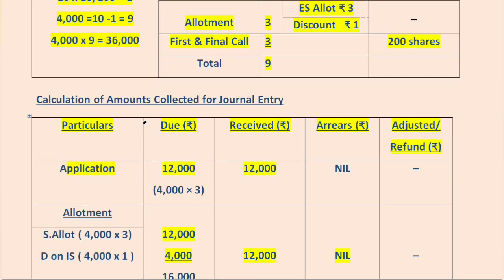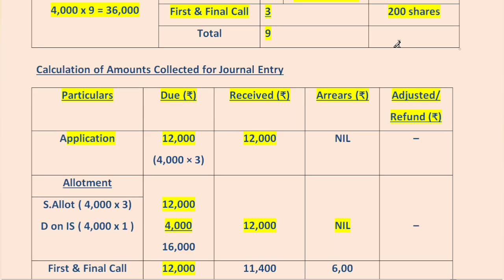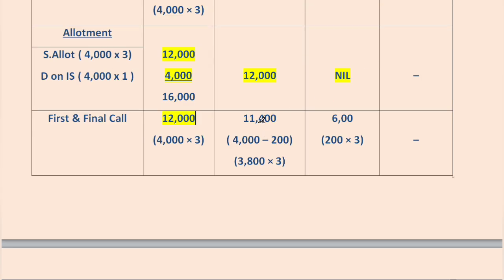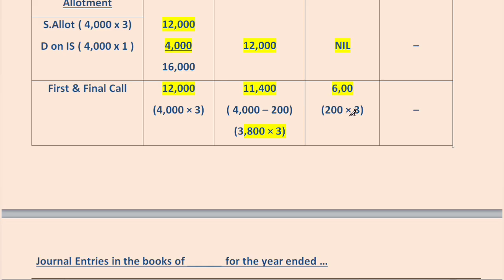Next, first and final call: 4,000 into 3 rupees, that is 12,000. While receiving, how much arrears? 200 is the arrear. So 4,000 minus 200 is 3,800 into 3, that is 11,400. Remaining is 200 arrears. 200 into 3 rupees, so 600 rupees is the arrears.